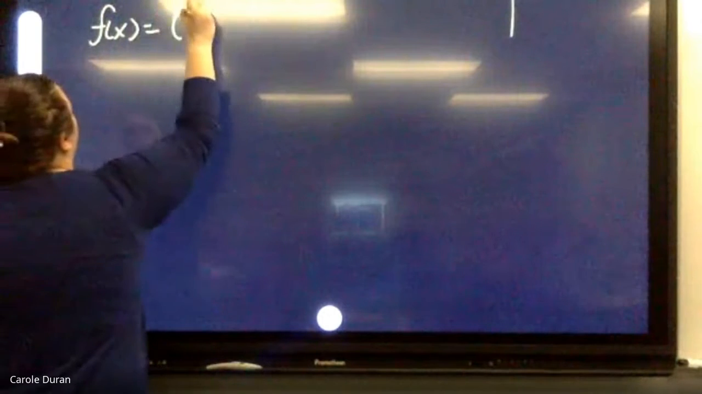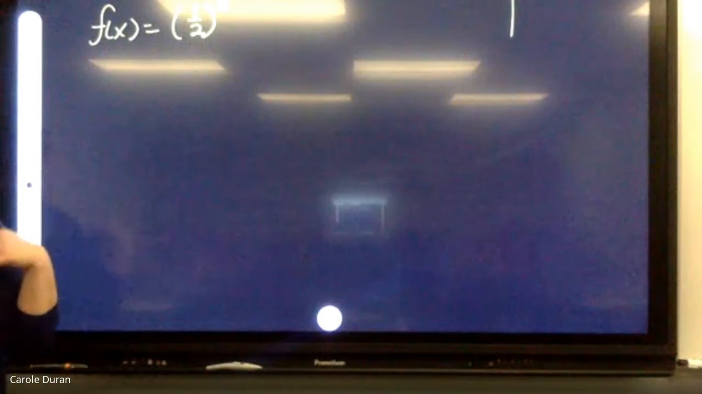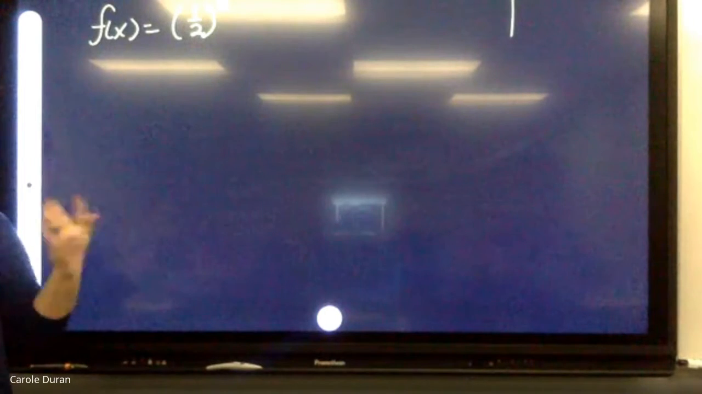Okay, so now I would like to graph 1/2 to the x. Just like before, I'm going to go ahead and use, this time let's do -3 to 3 since I did -2 to 3 last time.